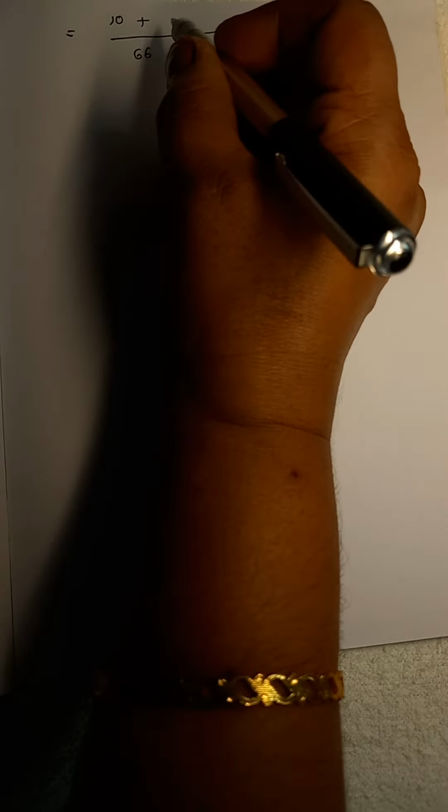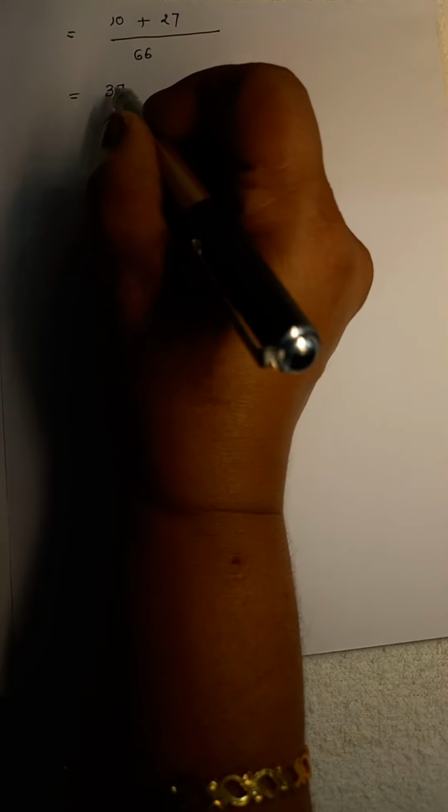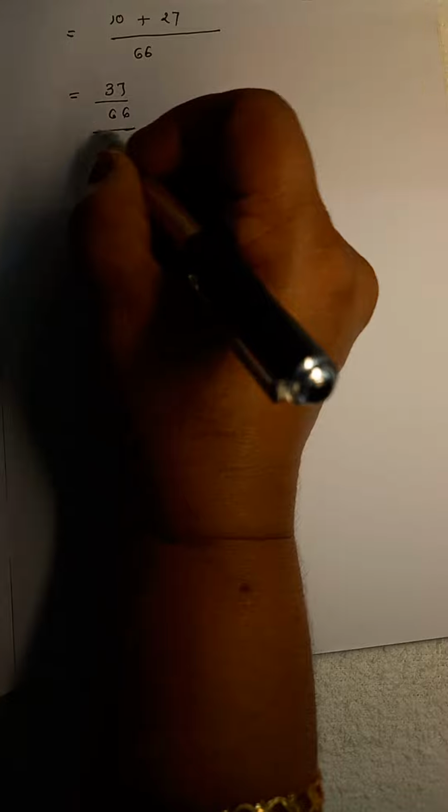66 by 33 is 2. 2 into 5 is 10. That plus 66 by 22 is 3. 3 into 9 is 27. So this is equal to 37 by 66. That is the answer.